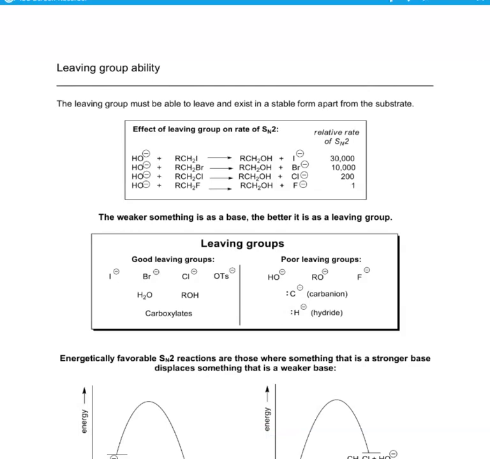So let's turn our attention now to the leaving group. Let's talk about the leaving group for a little while, and then we're going to do a recap of what we've seen so far throughout our discussion of SN2 before we move on to the other reaction pathways that we want to move on to. So the leaving group, what we saw originally, is the weaker something is as a base, the better it is as a leaving group. This is because the leaving group has to be able to leave the substrate and exist in a relatively stable form away from the substrate.